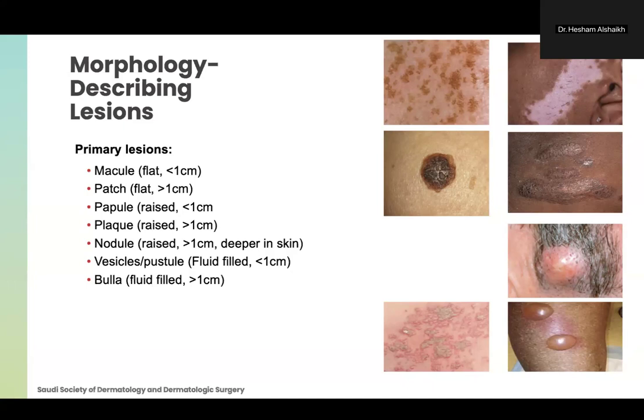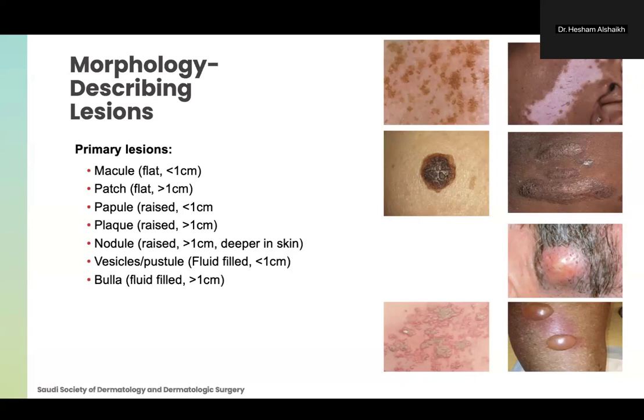A papule is a raised skin lesion that is less than 1 centimeter. A plaque is similar, but it's more than 1 centimeter, and this is represented in the second photo on the right side. A nodule is kind of similar to a plaque, but it's not as wide as a plaque. And often, if you feel it, there will be a deeper subcutaneous component or deeper dermal component.